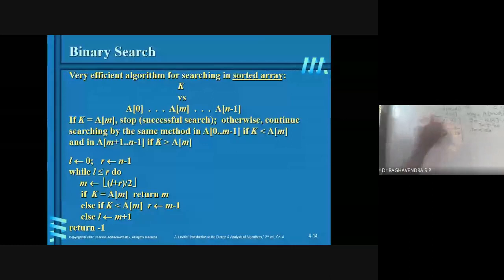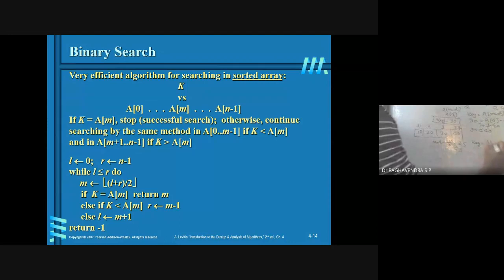Suppose this is 1 and 4, and 1 plus 4 by 2, that is 5 by 2, 2.5, which is approximately equal to maybe you can put either 2 or 3. It is always better you can go for 3. Then this 3 means this is 2, this is 3. So now once again the element will be compared, that is key, whether key is equal to A of mid.